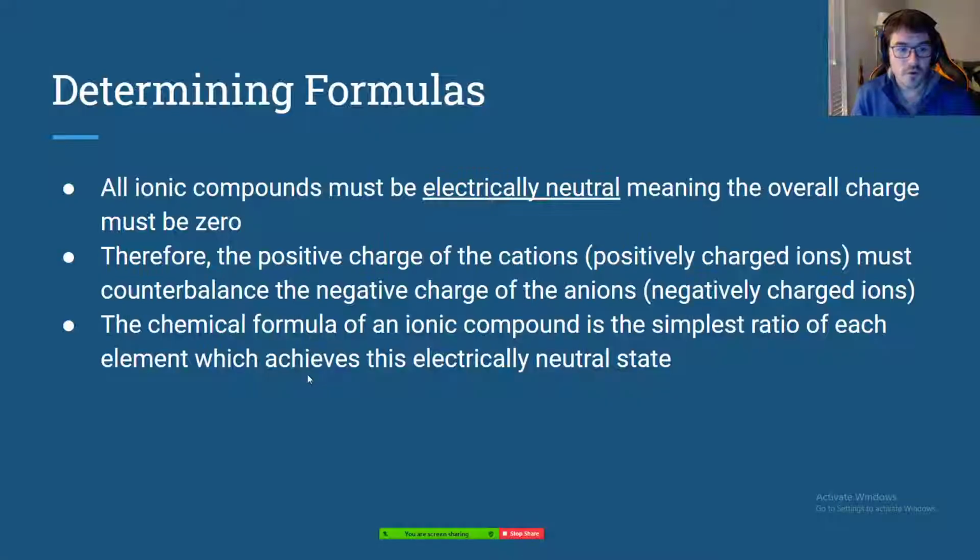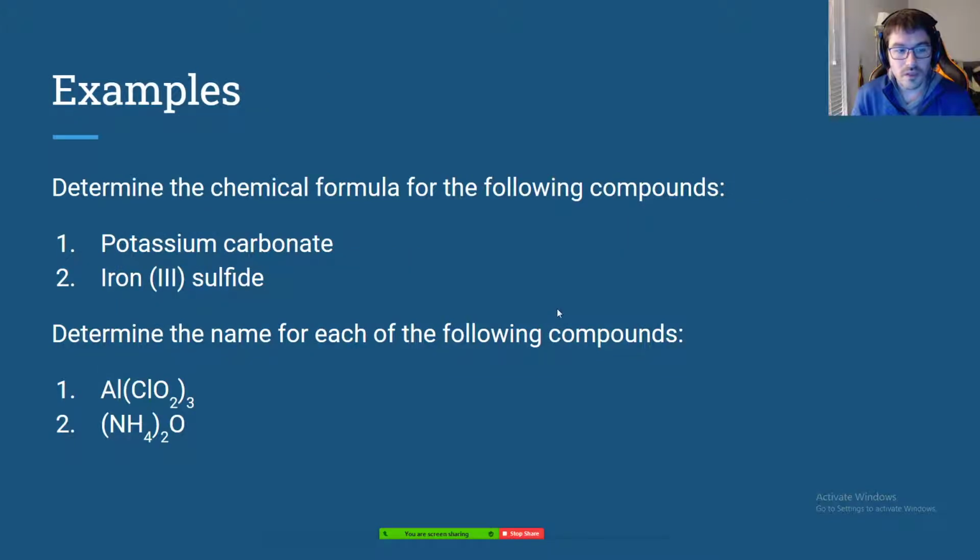All right? So determining formulas. The one big rule, and those of you that paid good attention last semester should remember this, the one big rule about ionic compounds is that all ionic compounds must be electrically neutral, meaning the overall charge must be 0. Okay? The positive charge of the cations, or the positive ions, must counterbalance the negative charge of the anions, or the negative ions. Okay? So let's look at some examples.